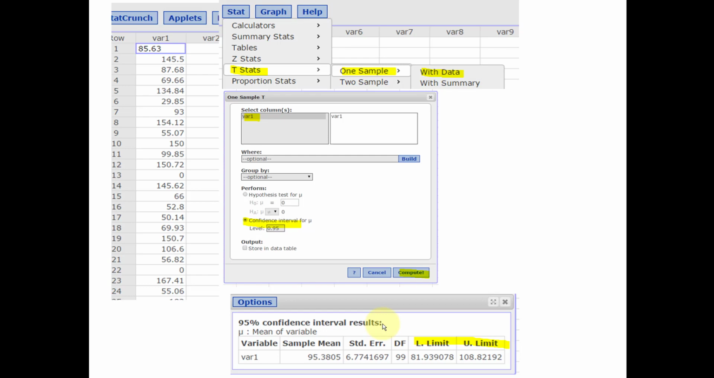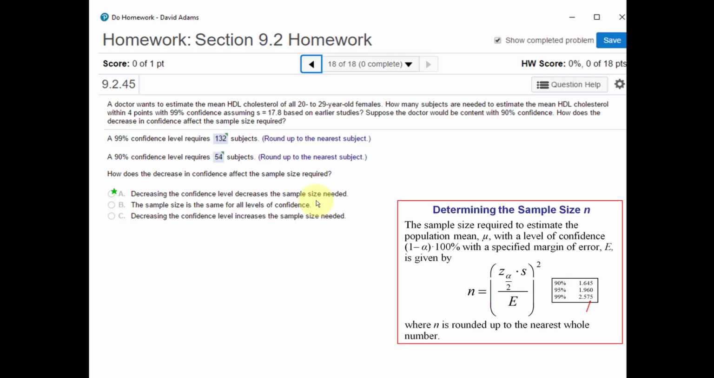When you're given just a list of numbers, you'll export that list of numbers to the first column in StatCrunch. Then you'll still go to T-Stats, One Sample, but now you use data. You indicate what column your values are in, set up the confidence level, and hit compute. It'll work the same as before. The only difference is you don't do summary because you have a list of numbers.